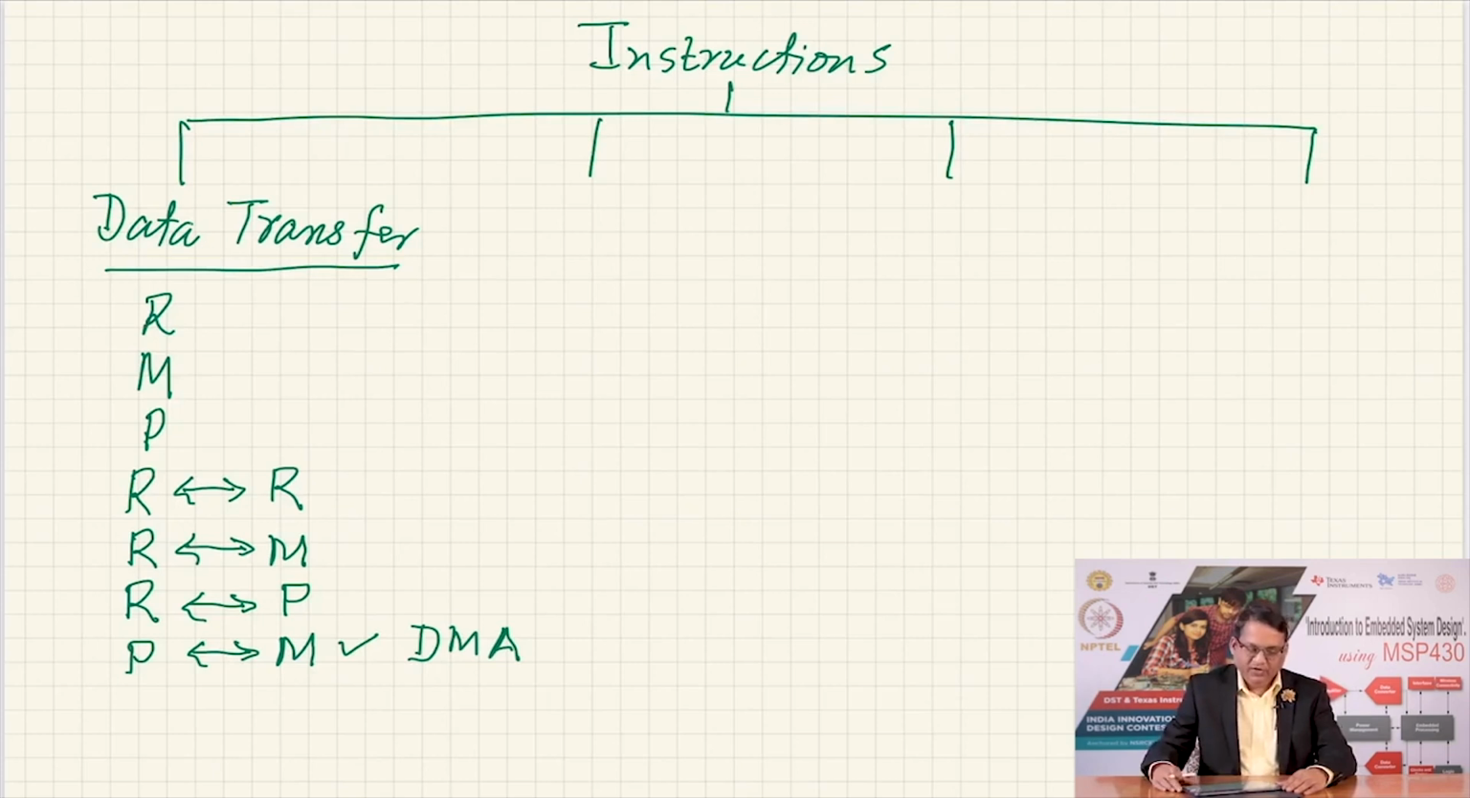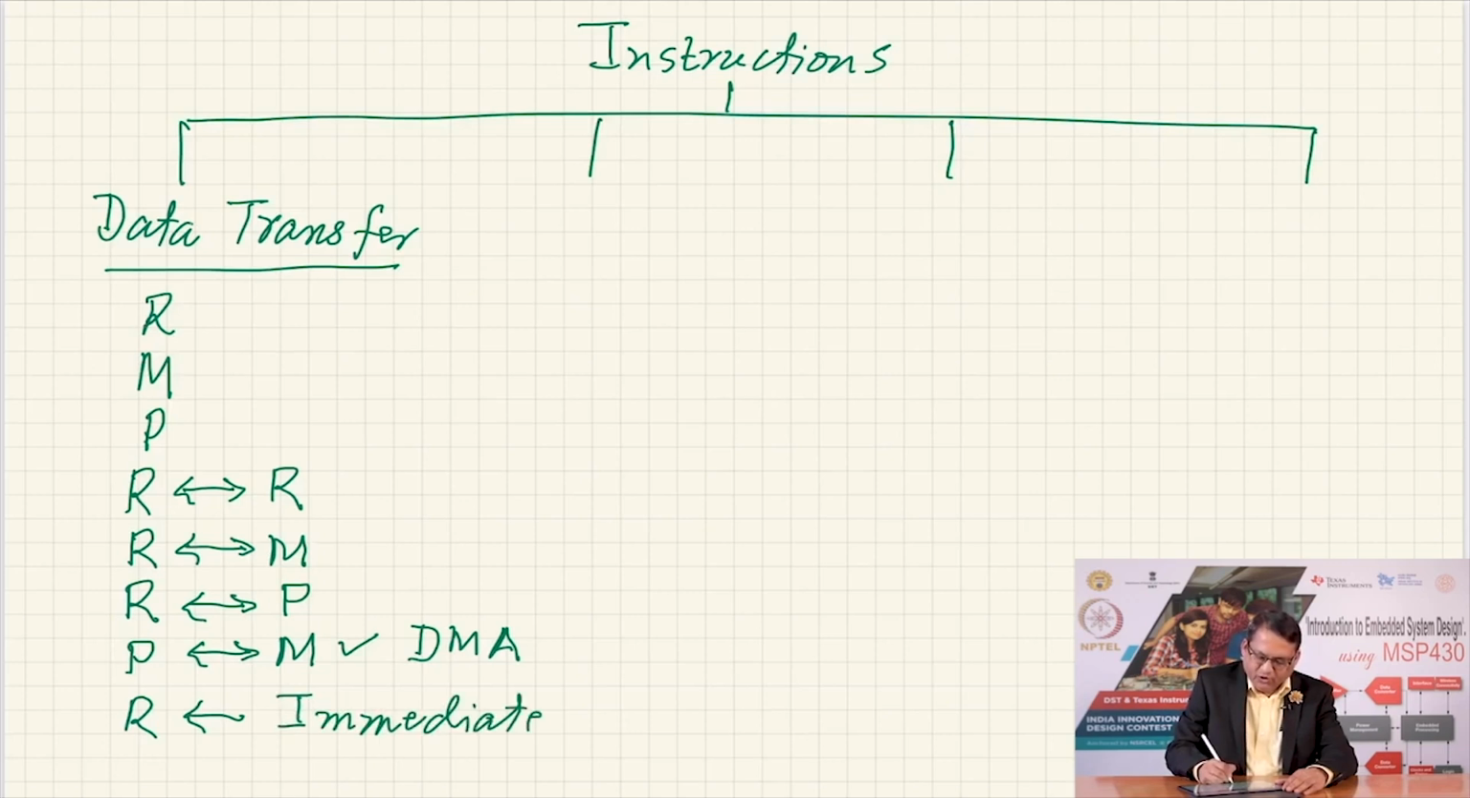Apart from moving data between these entities, sometimes you would like to initialize the register with an immediate value or a literal value. For example, you want to initialize a register with some known constant or something like that. So you would have instructions to support this kind of transfer.